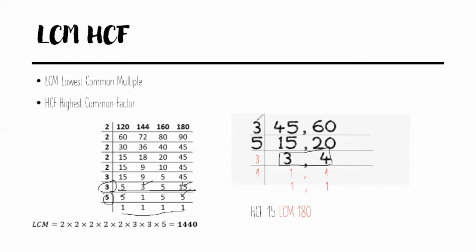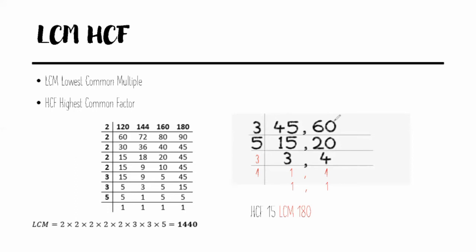And so I'm going to multiply 3 and 5, 15. And 15 is the largest number that is going to divide 45 and 60. So when I divide 45 by 15, I'm going to get 3. And when I divide 60 by 15, I'm going to get 4, as shown over here. And so 3 times 5, 15 is my HCF.